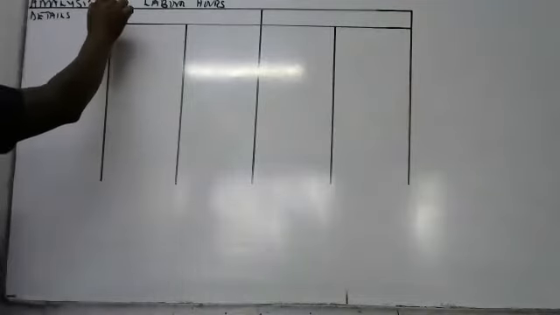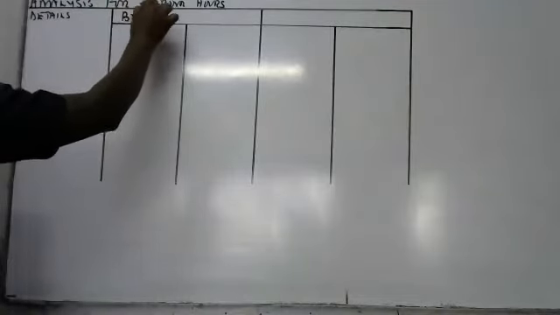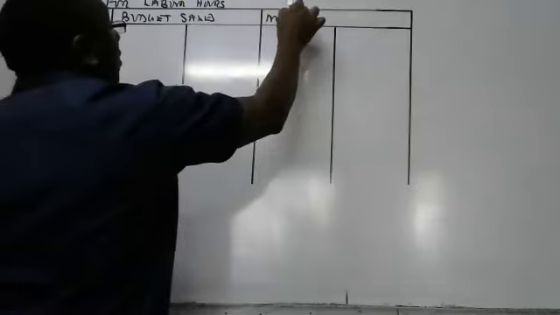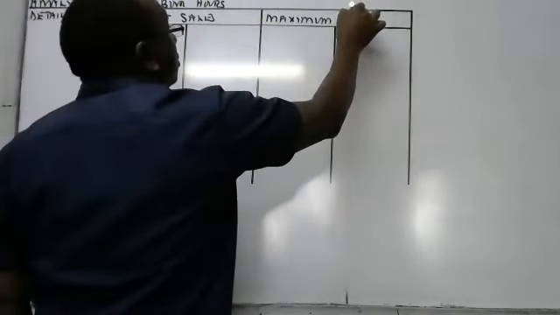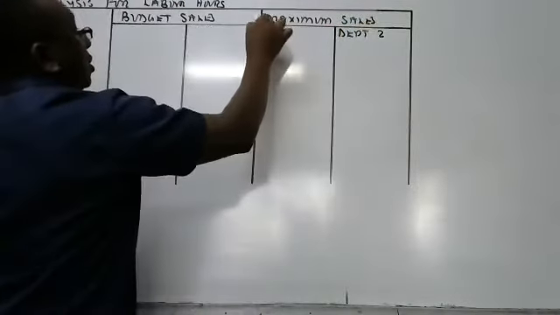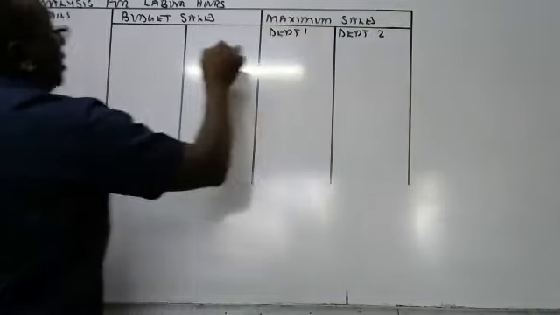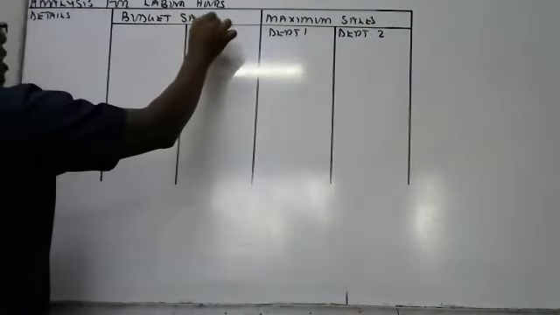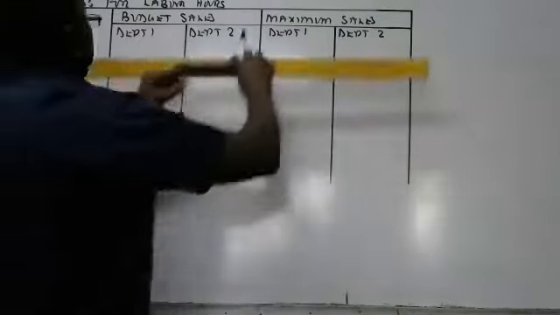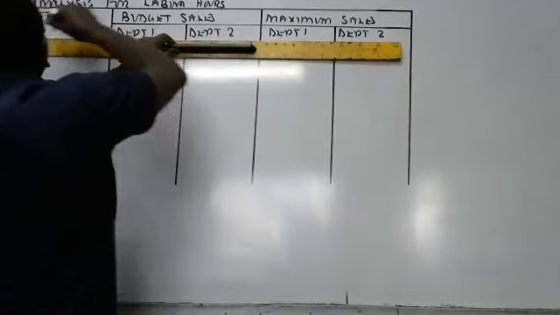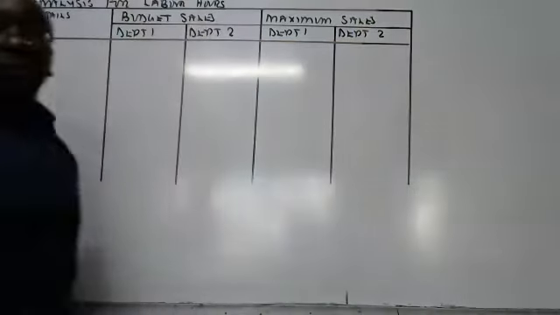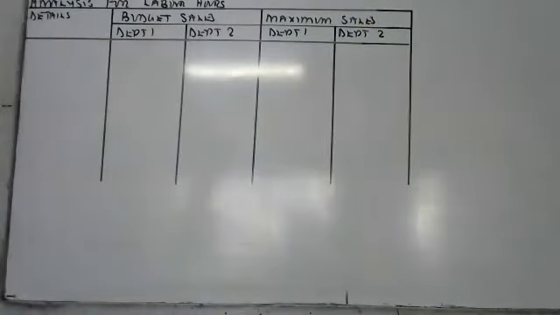So here we have budget sales, and then we have maximum sales. So this is department 2, this is department 1, department 2, and department 1. Yeah, that is what I wanted.